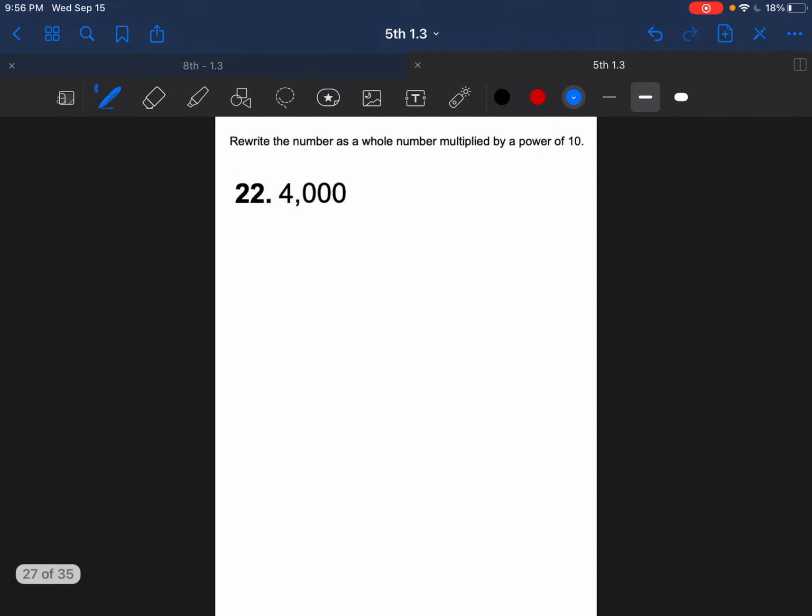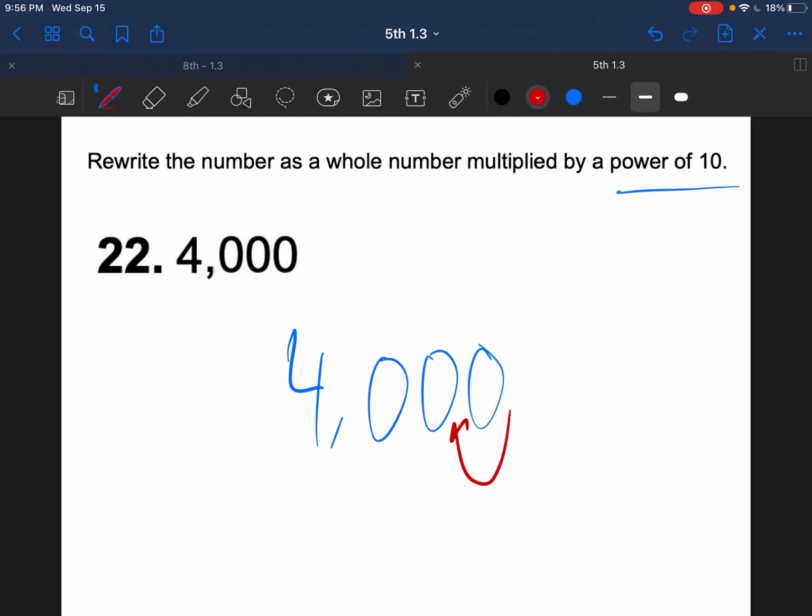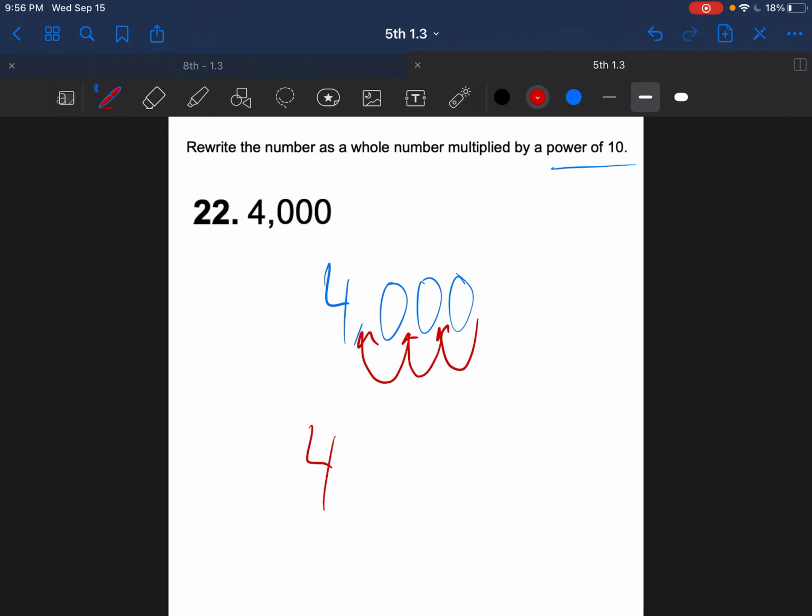Let's try another one. Here we go. Rewrite it as a power of 10. So press pause, make sure you write down the problem, try to answer it, and let's see, we're going to do our bunny hops. So 1, 2, 3. So that means our answer is going to be 4 times 10 to the 3 bunny hops. So 4 times 10 to the 3rd power. Let's try another one.